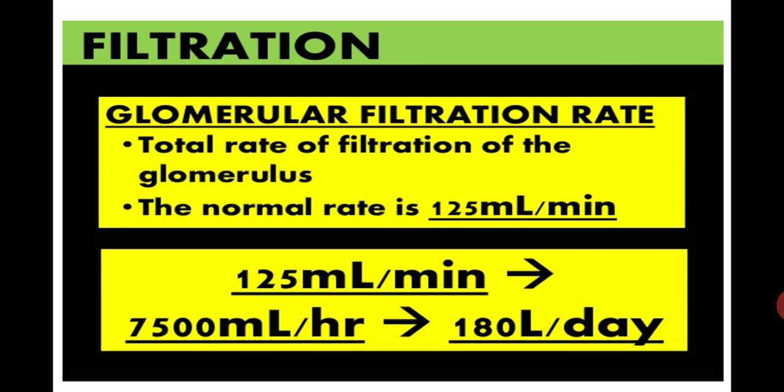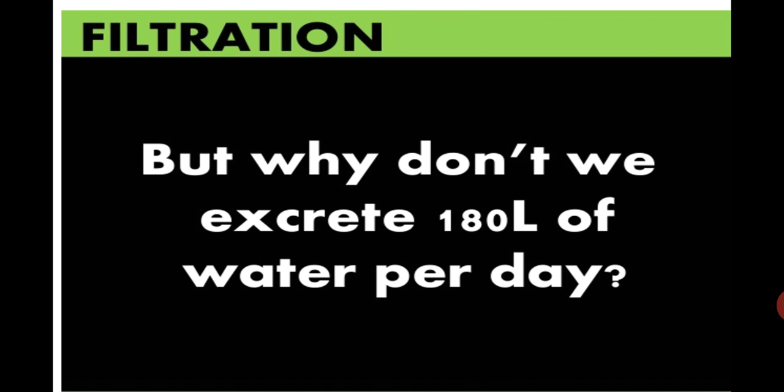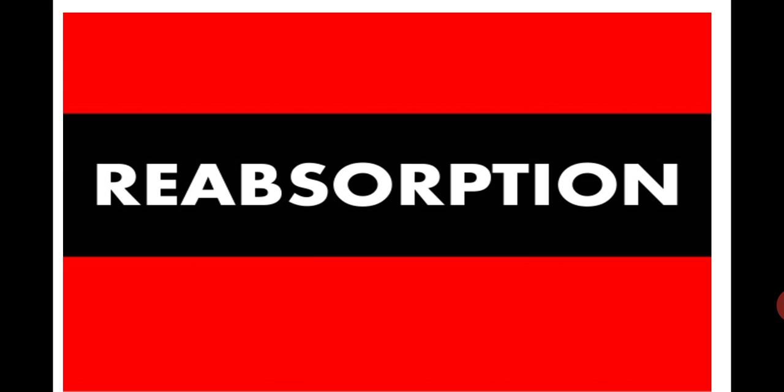According to the filtration rate, 180 liters of blood is filtered per day and comes into the Bowman's capsule. We closed our last lesson with the question: if 180 liters of blood is filtered each day by the nephrons, then why don't we excrete 180 liters of water per day? The reason was reabsorption, because not all the things coming into the Bowman's capsule as glomerular filtrate become part of the urine; the things which are needed by the body are reabsorbed.